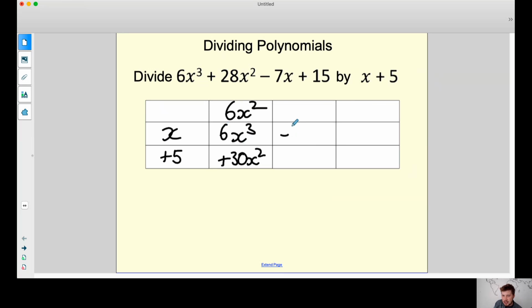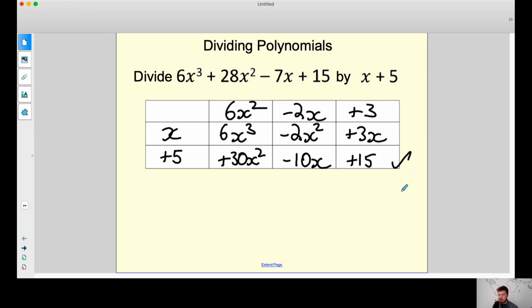If I've got 30, I need to take away 2x squared, so therefore this must be minus 2x, and this must be minus 10x. And now I need minus 7x. Well, I'm at minus 10, so I need to add 3x to it. So this must be plus 3, plus 5 times plus 3 does indeed give us plus 15, so that's our little check to see if we've got it right.